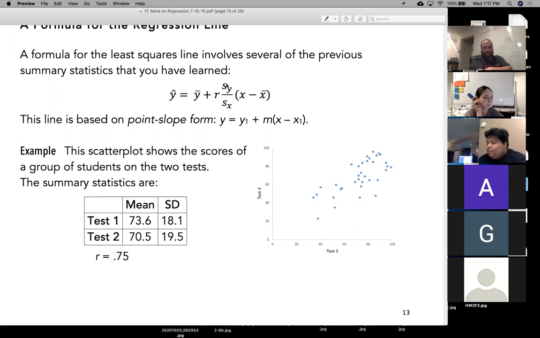So which data point you're going to use? Any. So you're going to get a different answer than someone else if they use a different data point. Is that what we're suggesting?